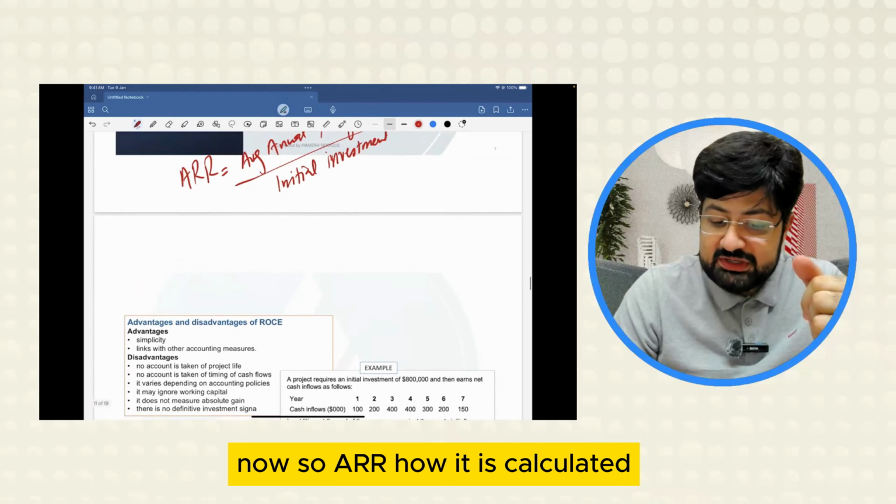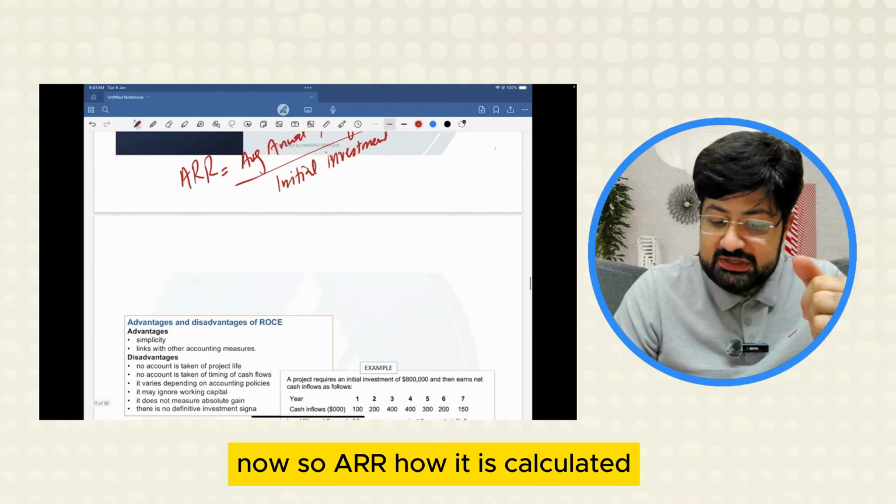For example, 30% is the target ARR set by the board. So we will say that since the ARR of the project is more than the target ARR of 30%, it is around 15.4% higher than that. So accept the project. Now, a bit more complex example.